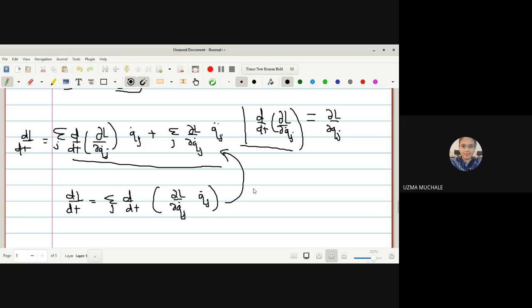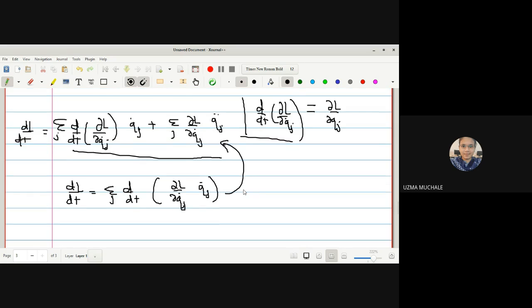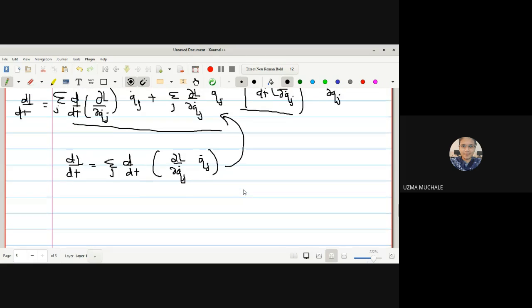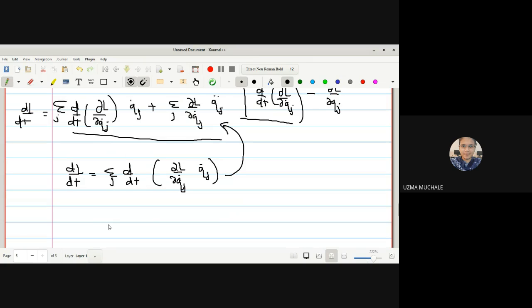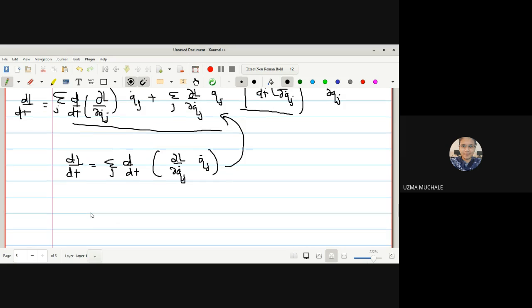So applying the u into v rule for the derivative, you will again get the previous term, right? So after applying the u into v rule, you again get the same term. So just make this adjustment. After doing this adjustment, let us take d by dt common from both the terms.